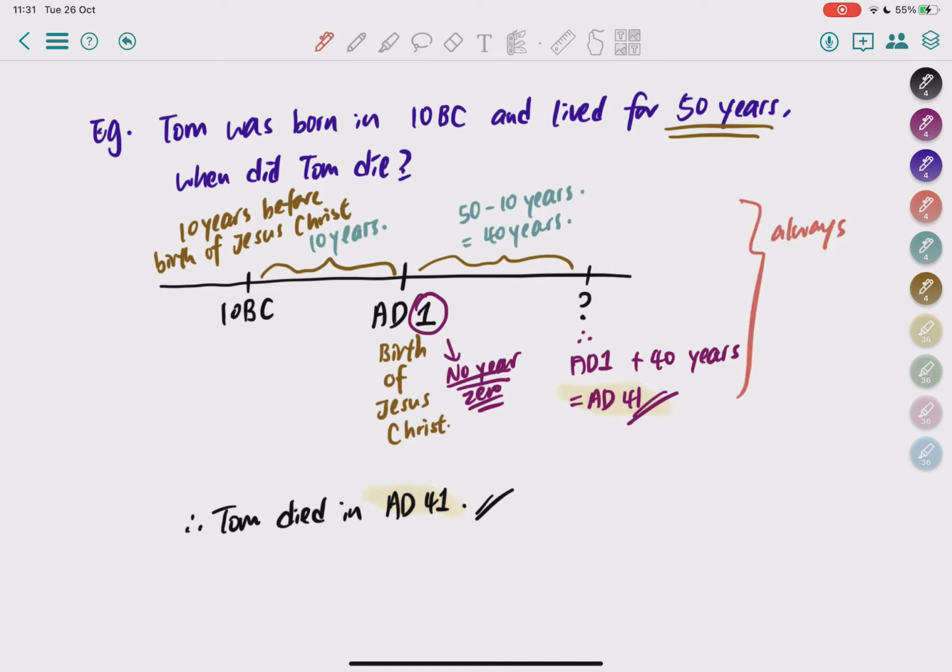As this timeline is very useful to double check your answers, I always recommend drawing it before the calculation in order to make sure you are on the right track.